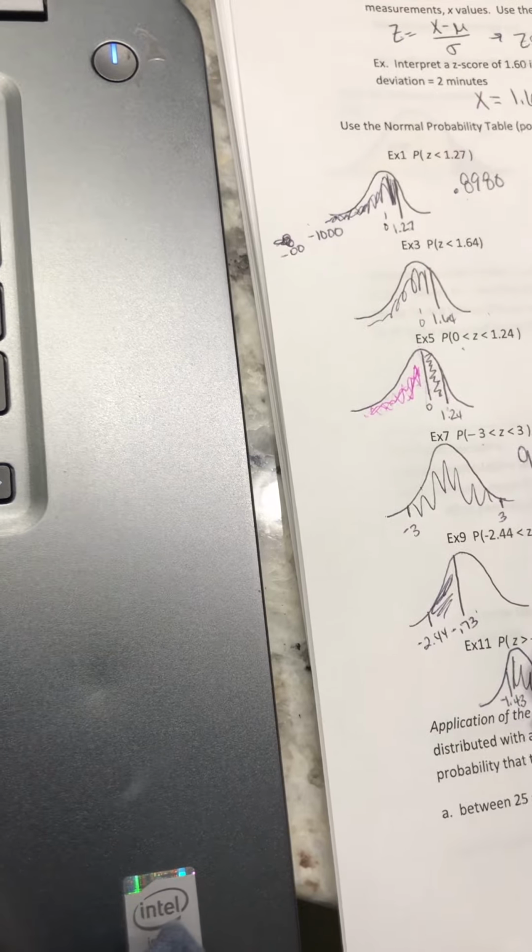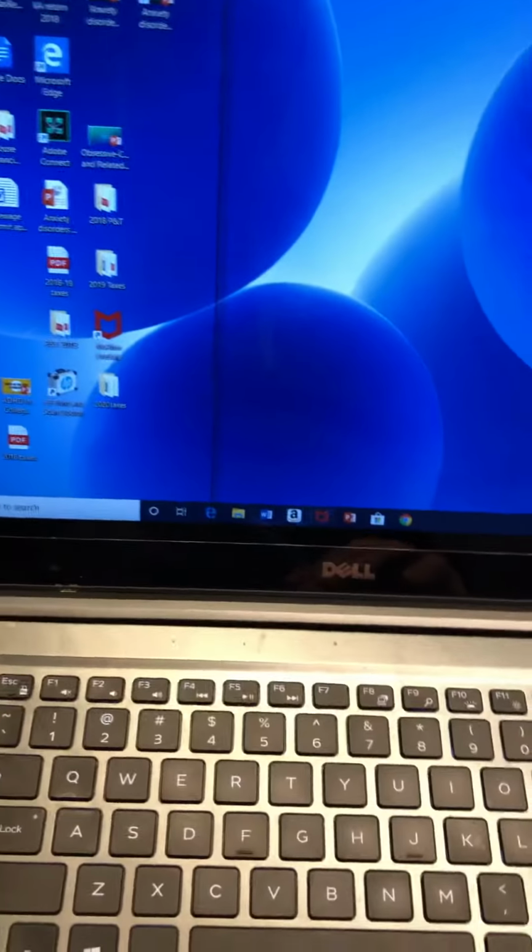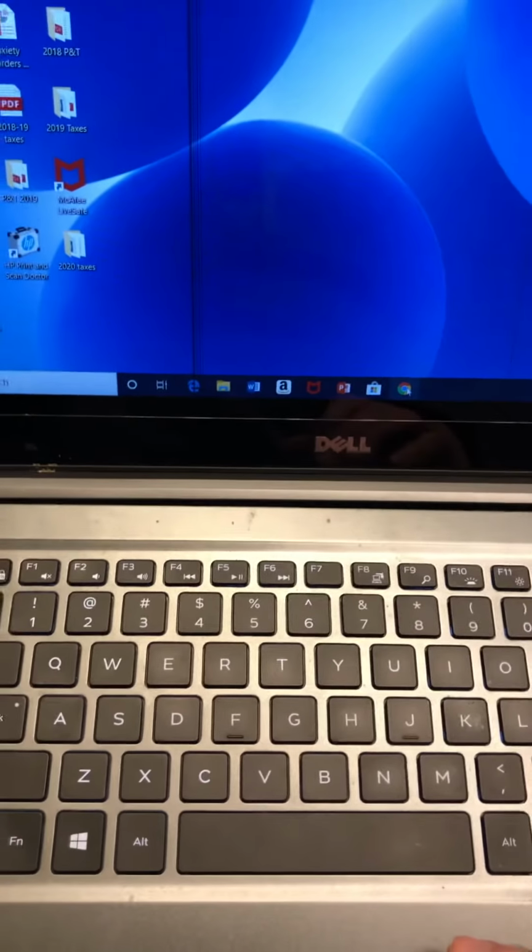Not sure why it's opening PowerPoint. It's probably going to try to open everything that I had closed. Because why not?